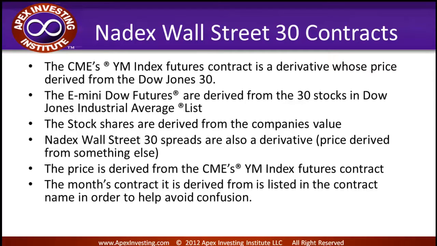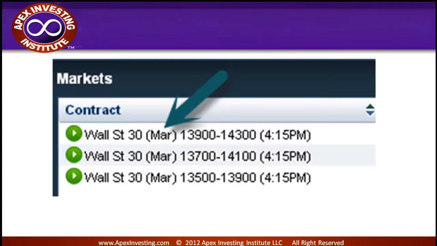The month contract that the Nadex spread is derived from, or the Nadex binary is derived from, is listed in the contract's name in order to help avoid confusion. And to know the proper month to look at the correct chart of the underlying market when you're trading the spreads or the binaries, simply look at the month noted next to the index future contract, such as in this instance, it shows March. So you'd look at the March E-mini Dow futures contract.